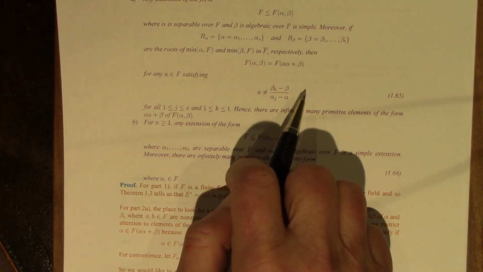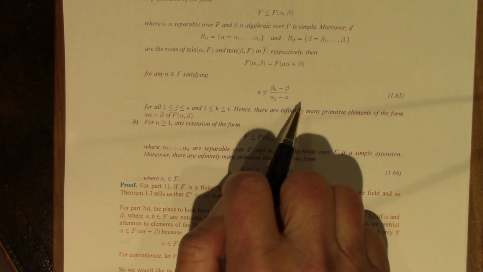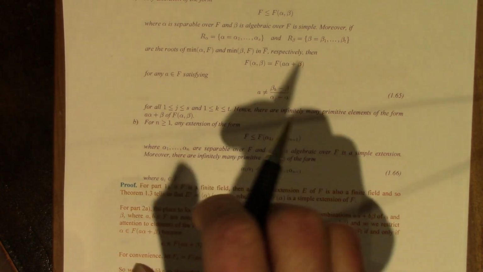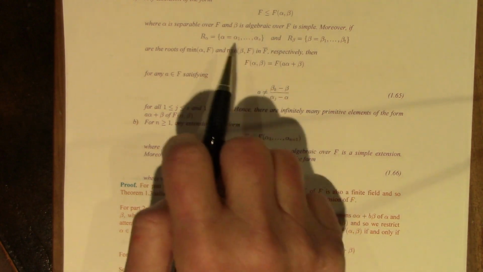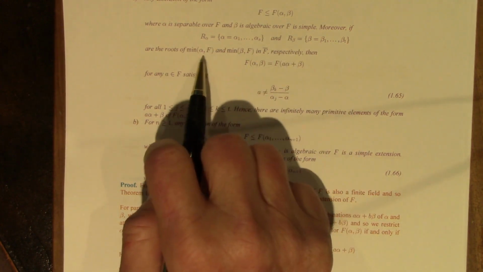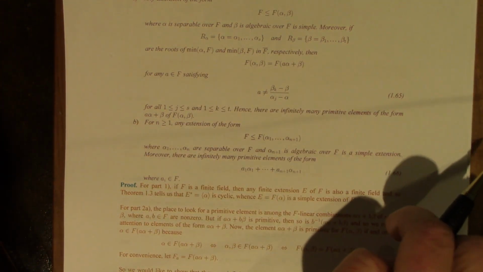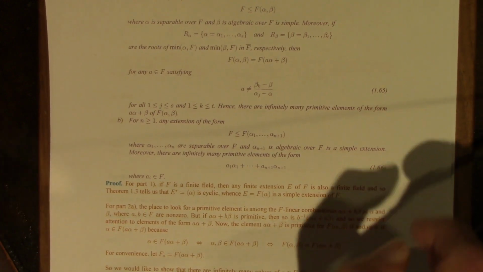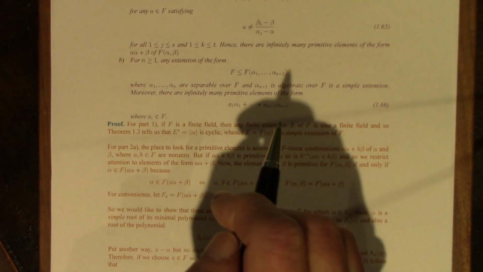So now you can see why I said this theorem gives us primitive elements, at least in theory, because the problem is, how do you find the root sets of the two minimal polynomials? That can be very difficult or impossible.